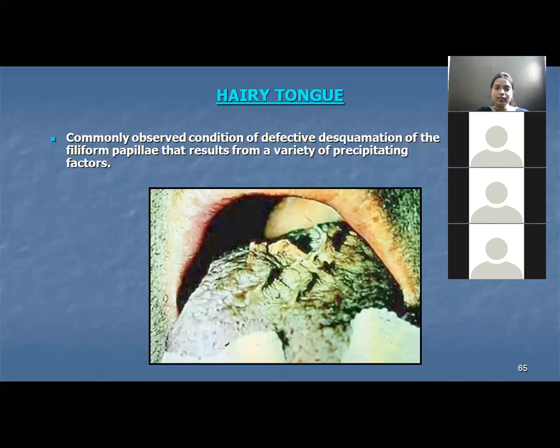What is hairy tongue? This anomaly is also seen in older adults. It is a commonly observed condition of defective elongation of the filiform papillae that results from a variety of precipitating factors. What are the precipitating factors for hairy tongue? It may be because of coffee and tea. It may be seen in patients with excessive use of coffee and tea, and excessive use of broad spectrum antibiotics. And it is most commonly seen in older adults.